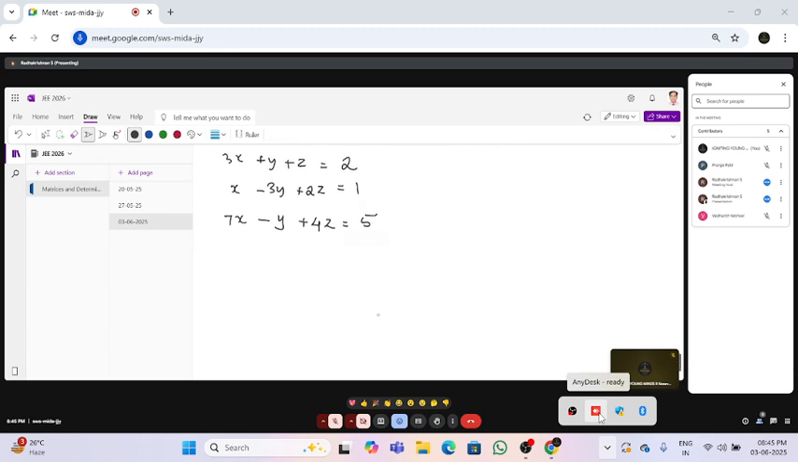Here the determinant value is 0. For this problem, the determinant value is going to be 0, so you cannot use matrix inversion or Cramer's rule to solve this set of equations. You can only use this rank method. So you write like this.